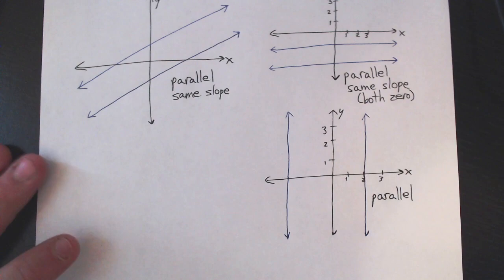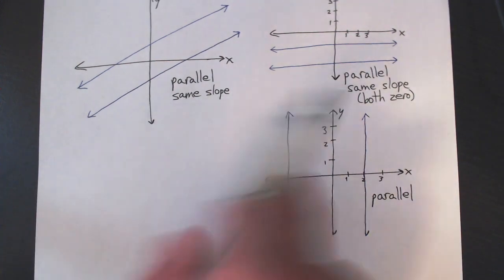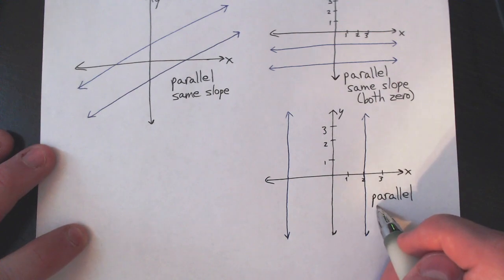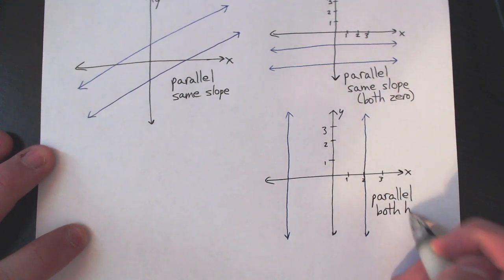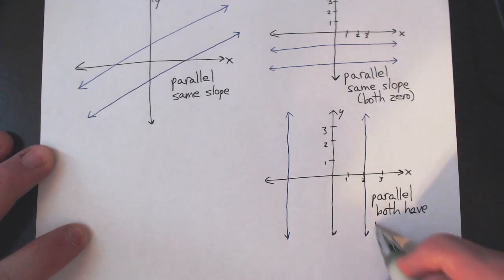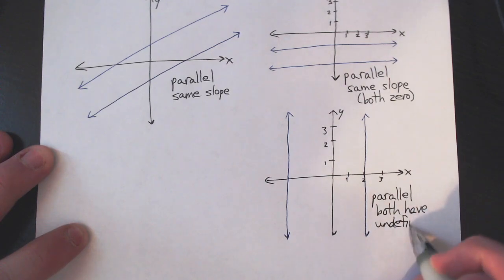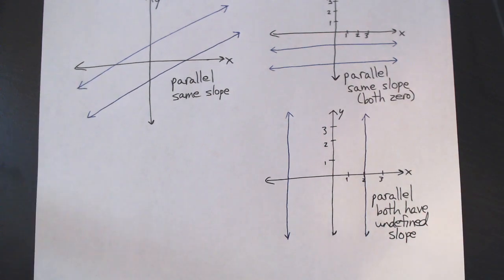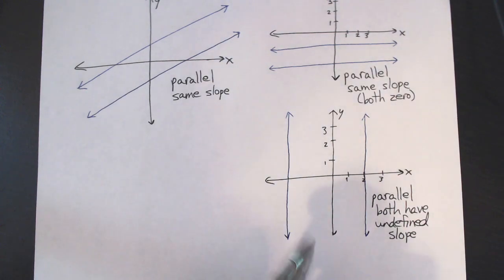Do they have the same slope? I guess in the other pictures I said same slope. Is it fair to say that two vertical lines have the same slope? Well, not really. I'm going to say both have undefined slope. They both share that in common. It would seem a little weird to say that their slopes are equal because they don't really have a slope. But we'll say they both have undefined slope.